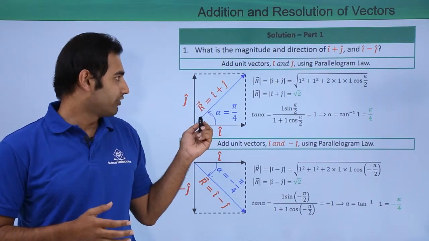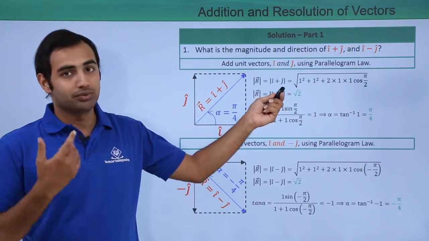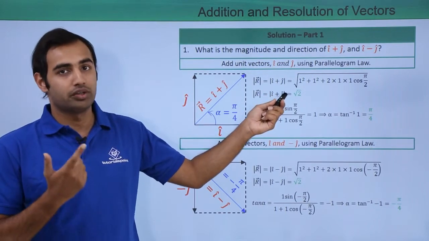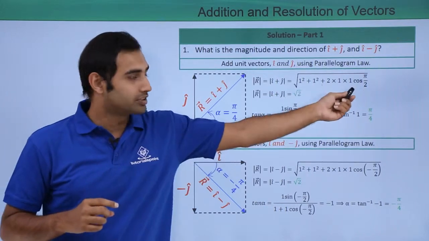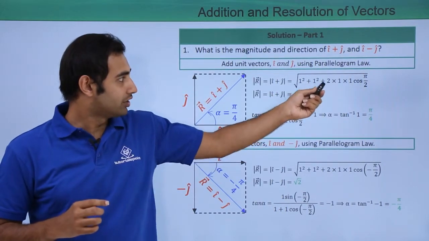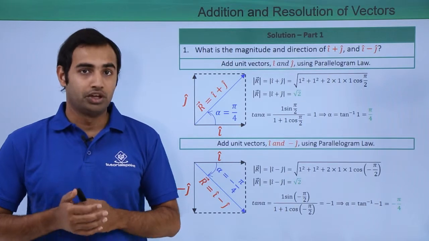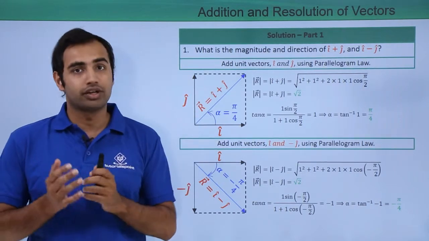Now in this case, if I directly apply the formula, which is square root of a square plus b square plus 2ab cos theta for the magnitude of the resultant, I will obtain this expression as you can see, and the result of this comes out to be square root of 2. So the magnitude of this vector is square root of 2.